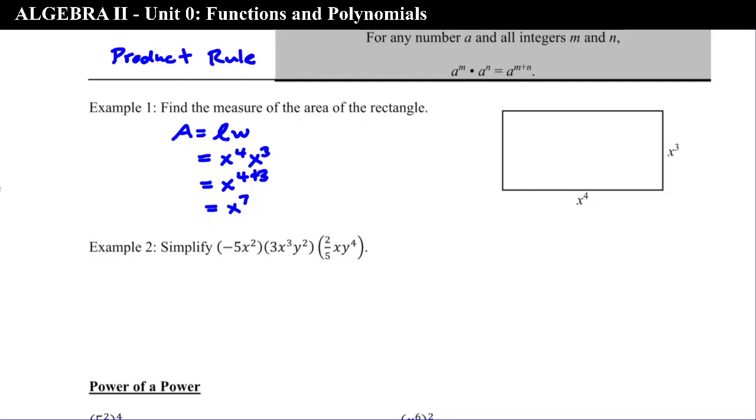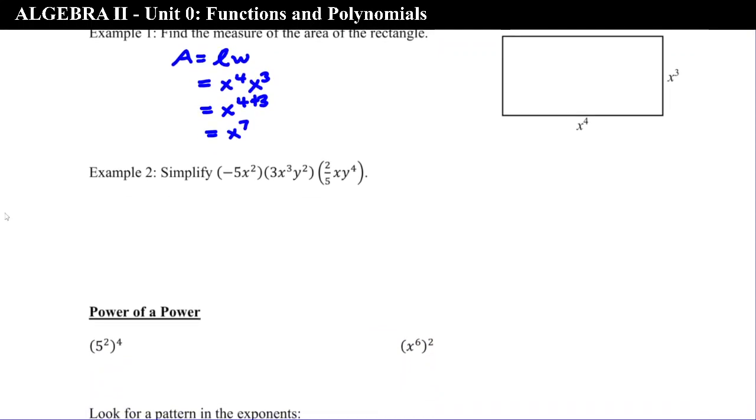Okay, let's move on to example 2. Let's simplify this expression. Well, if we want to simplify this expression, let's start off with just the numbers that are in front. We'll just take care of the numbers that are in front. We're going to group them. This is called grouping like terms, okay? So we're going to do negative 5 times 3 times 2/5. Then we're going to group our next set of terms together. So we have x squared, we have x to the 3rd, and we have just x. Okay, all our x terms get grouped together.